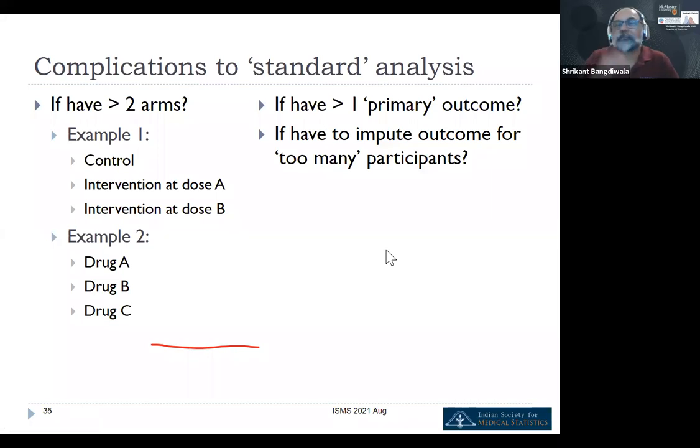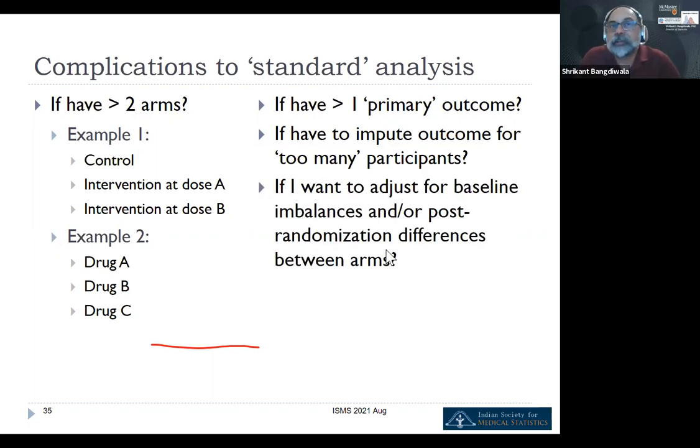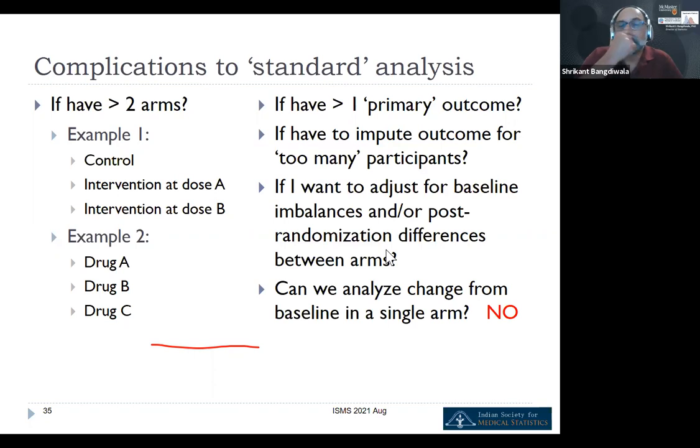If we have to impute outcome for too many participants, like 4% or 2% or whatever, what do you do? How do you report that? You should be transparent and report it. If you want to adjust for baseline imbalances, you do the modeling, etc., and then you report those models. Some people like to analyze change from baseline in a single arm. Well, that violates randomization. That's invalid. It's actually something that people do that they should not do.